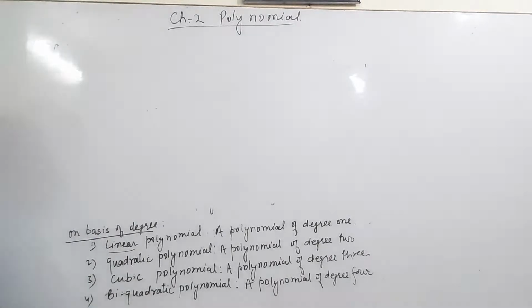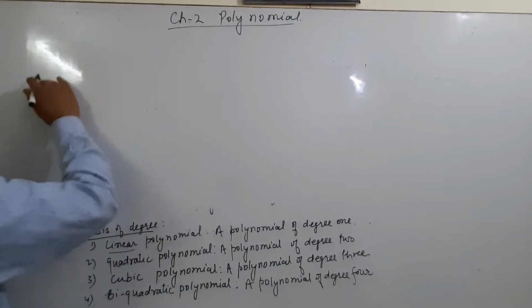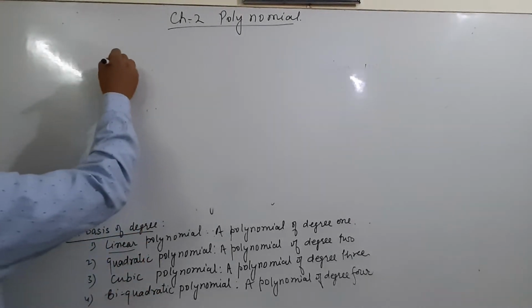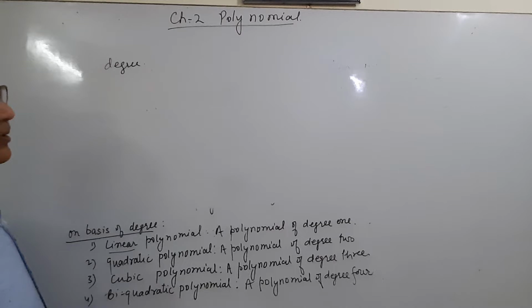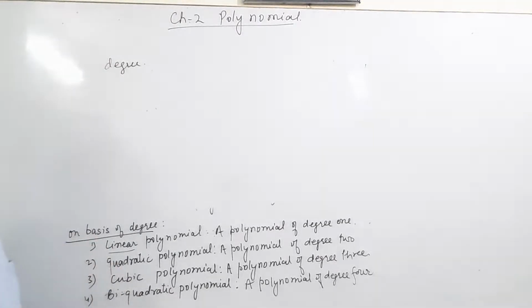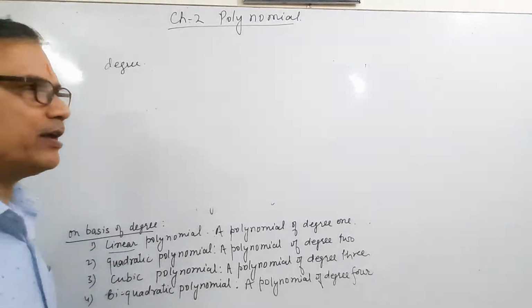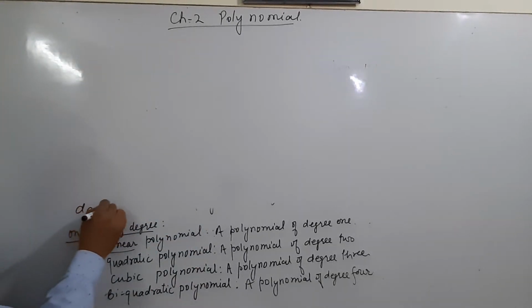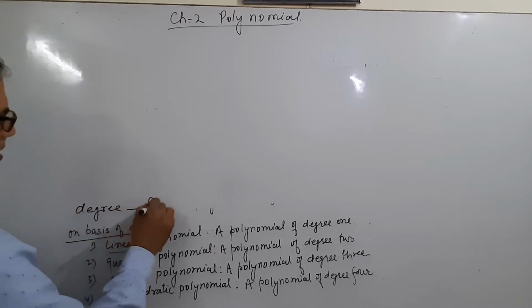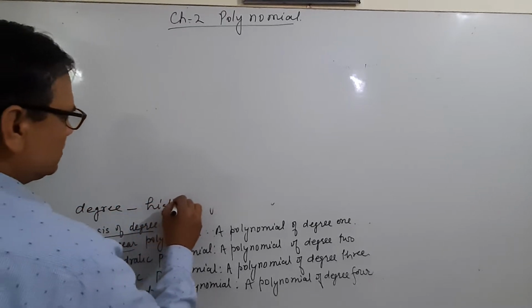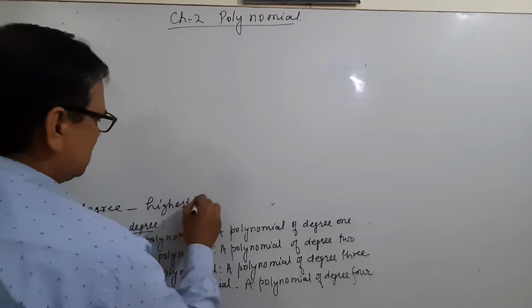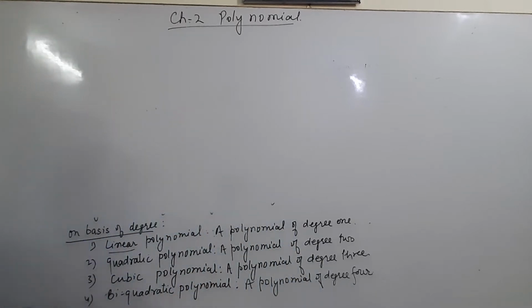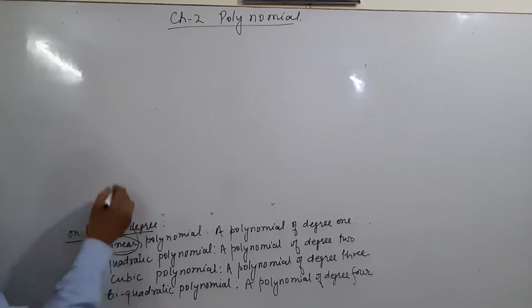Linear means straight. On the basis of degree, the linear polynomial is the polynomial with degree 1. What is the meaning of degree? Degree is the highest power of a variable. The highest power of a variable is known as degree. On the basis of degree, first is linear polynomial.